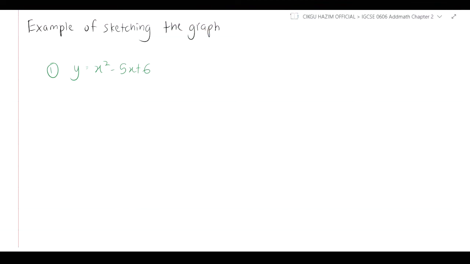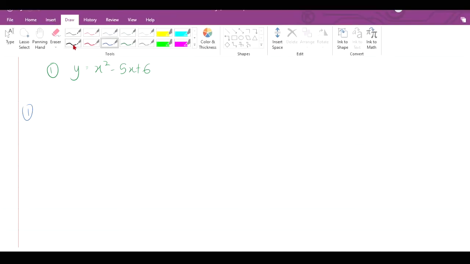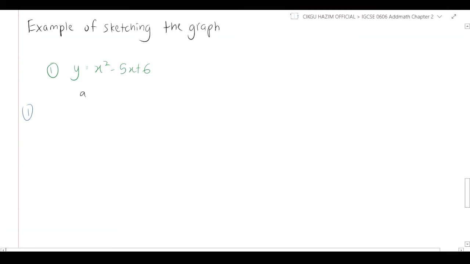It's called sketching. So what is component number 1? Component number 1 is identifying the shape. So identify the value of a here: a equal to 1, b equal to -5, c equal to 6. By the shape of the graph, a equal to 1 means it must be smiling. Second component, y-intercept. The y-intercept is equal to the c value, which is 6. That means your coordinate is (0, 6). Component number 3: press everything in the calculator.